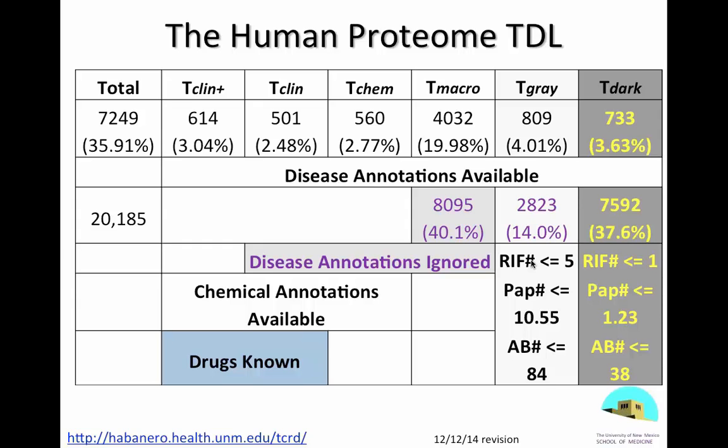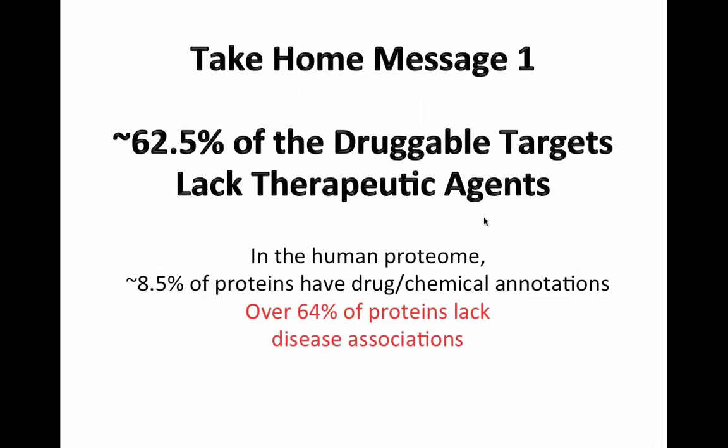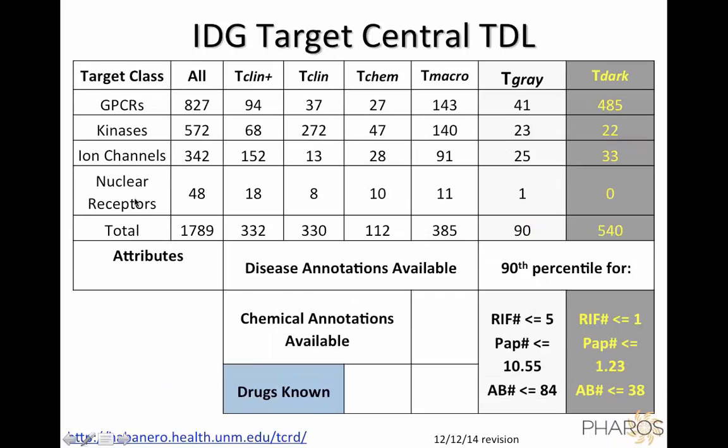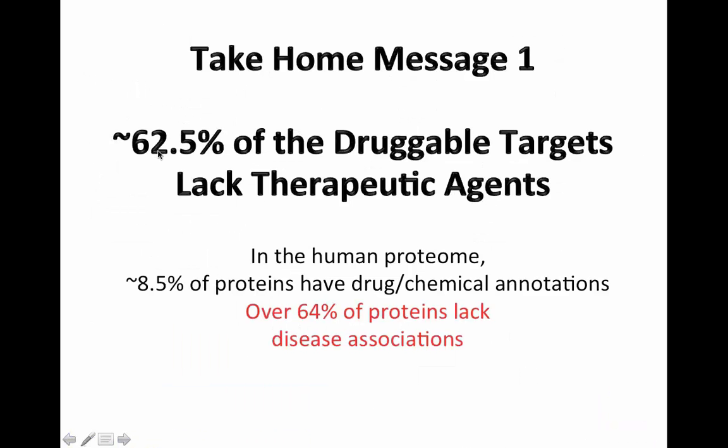If you were to ask the question from a drug discovery perspective, it turns out that more than 60% of the druggable targets lack therapeutic agents. And so that refers to this, which these are the druggable targets. And then if you look at the entire human proteome, it's even worse. It's closer to 90% of them that lack chemical agents. So from a medicinal chemist's point of view, the field is wide open. There's a lot of work to be done.